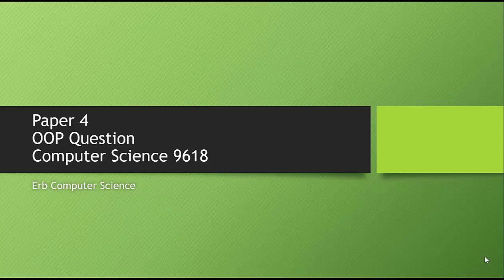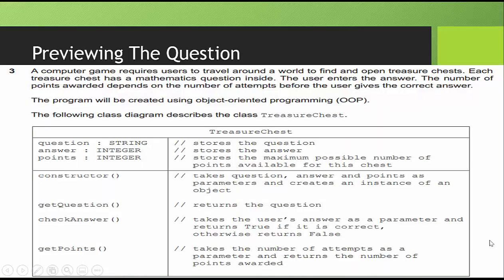In this video, we're going to take a look at another Computer Science 9618 Paper 4 question focusing on object-oriented programming. So let's go ahead and take a look. So this was question 3 from an exam. I've never seen object-oriented programming as one of the first questions. Usually it shows up towards the end of the exam. They're worth a lot of points, and it's something that all of us should be able to get.